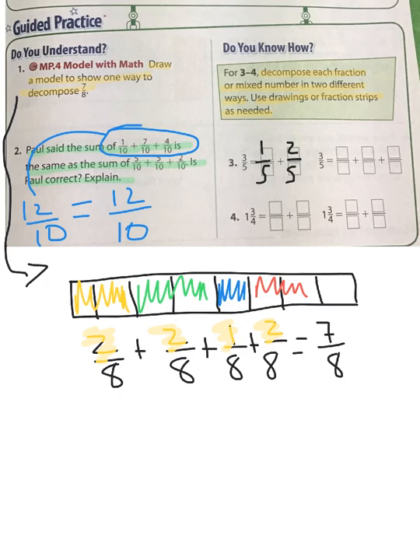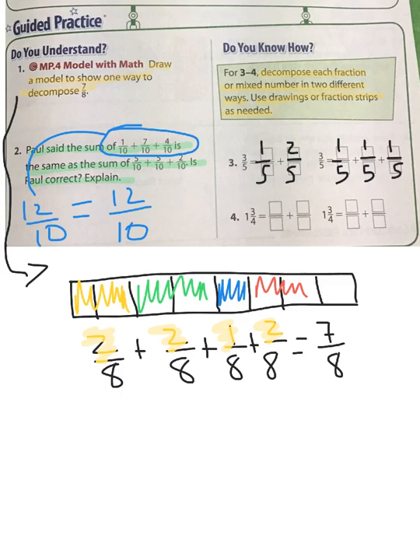Another way to decompose it, we're going to put our 5s on the bottom, because remember that your denominator does not change. Since it has to equal 3 and there's 3 of them, we're going to have 1/5 plus 1/5 plus 1/5. That's the only other way to do it. And 1 plus 1 plus 1 equals 3.